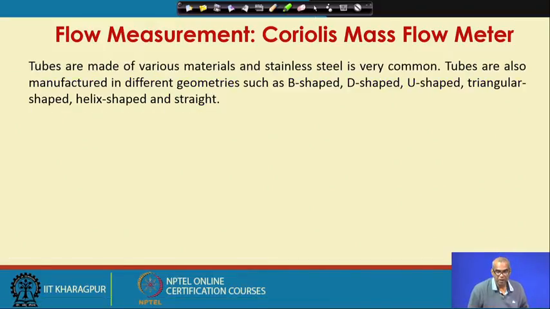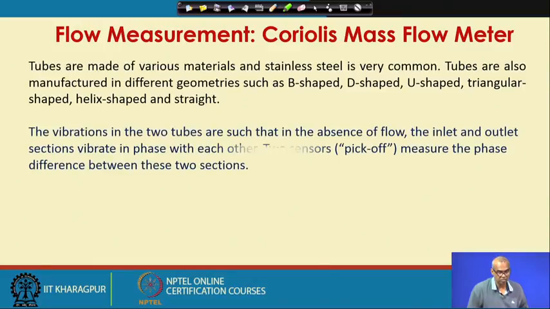Tubes are made of various materials and stainless steel is very common. Tubes are also manufactured in different geometries such as B shaped, D shaped, U shaped, triangular shaped, helix shaped and straight. The vibrations in the two tubes are such that in the absence of flow, the inlet and outlet sections vibrate in phase with each other. The two sensors, which we call pick-off coils, measure the phase difference between these two sections.